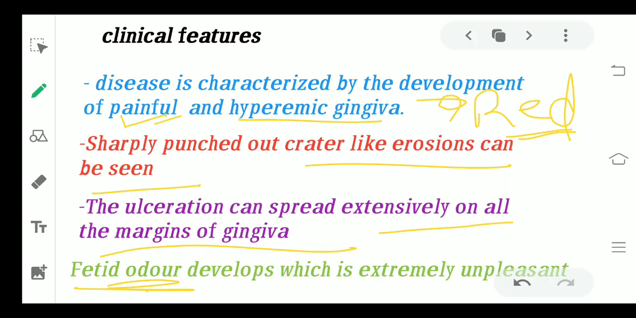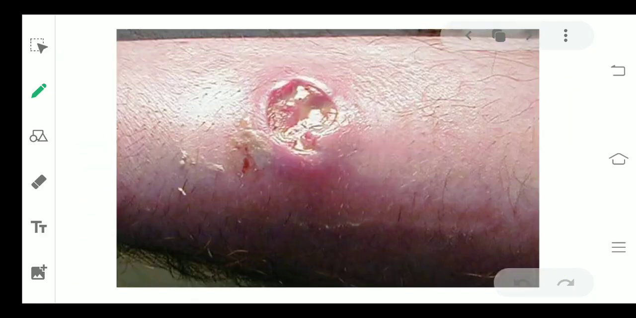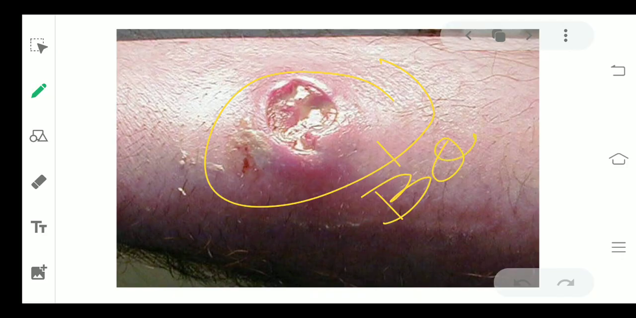Other than that, painful red gingiva will be seen, and most importantly, crater-like erosions or crater-like lesions are seen. Now, what are crater-like lesions? These kind of lesions are said to be the crater-like lesion. Crater basically means bowl, okay? So whenever somebody is saying crater-like lesions, it means a bowl kind of lesion. This is a crater-like erosion.